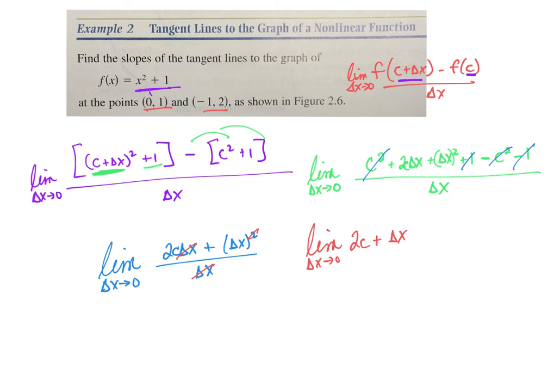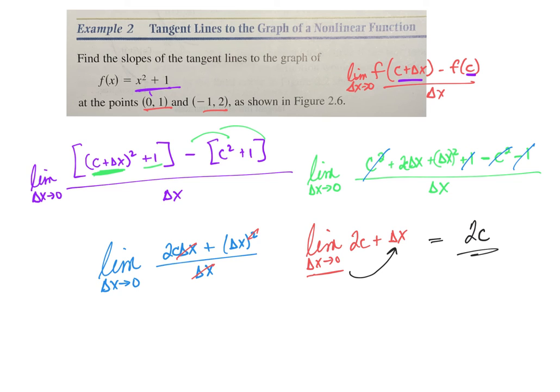So plug in a 0. I can plug it in now, right? Didn't I get rid of my problem? So what happens when I plug in a 0 for my delta x? I'm left with just what? 2c. 2c. All right? So this is my new function, and they want me to give the slope at 2 different places.